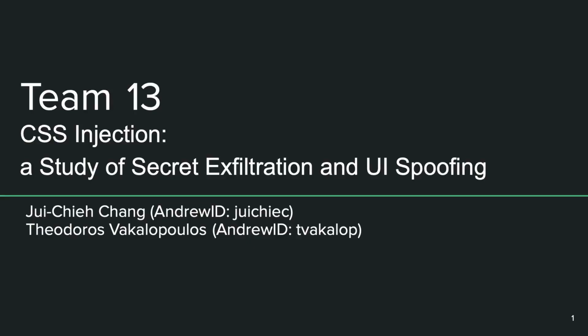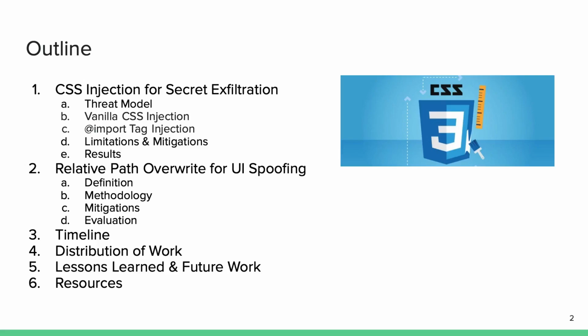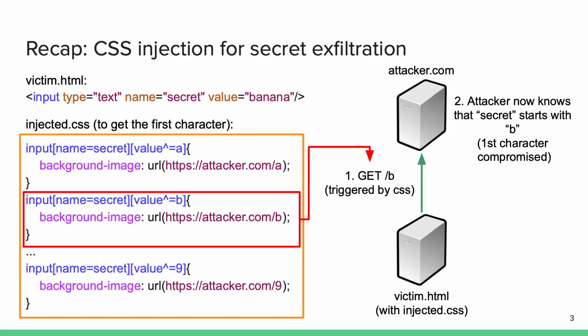Hello everyone, this is Team 13, and our topic is CSS injection, a study of secret exfiltration and UI spoofing. My name is Ruijie Zhang, and there's my teammate Theodoros. We're going to talk about two different applications of CSS injection. The first one is CSS injection for secret exfiltration, and the second one is relative path override for UI spoofing.